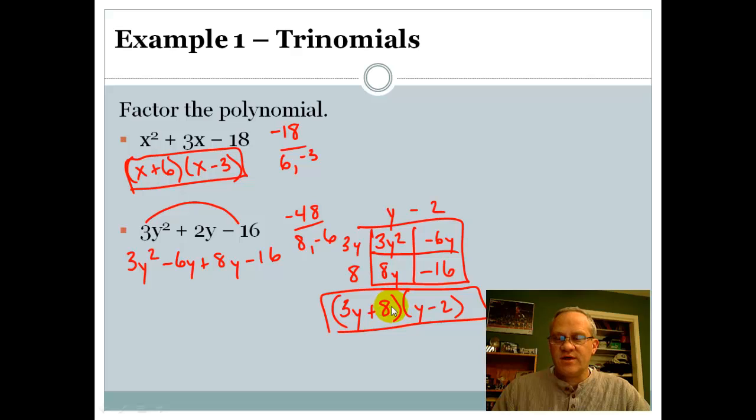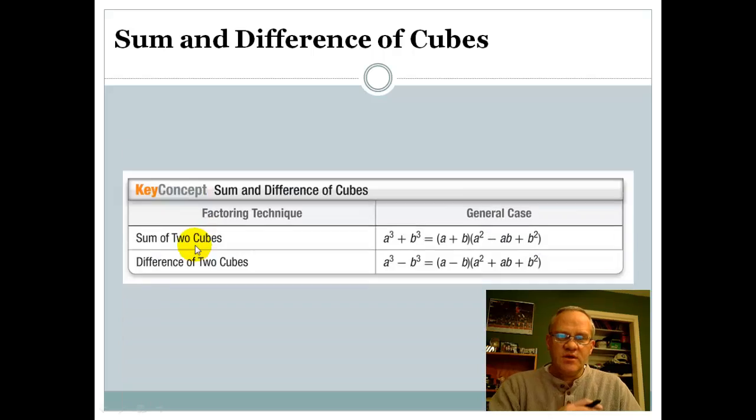And you notice if you FOIL that back together to check it, 3y times y is 3y squared. The 8 times the negative 2 gives you the negative 16, and then your middle terms here, that's negative 6y and 8y, that gives you the 2. So you get the same thing if you do grouping. All right, quick review there.